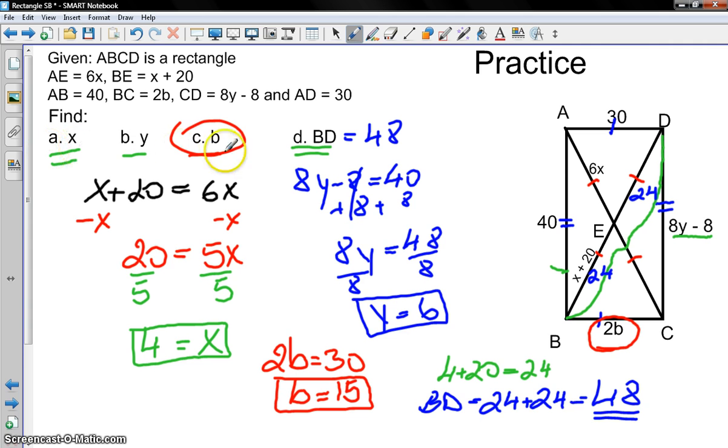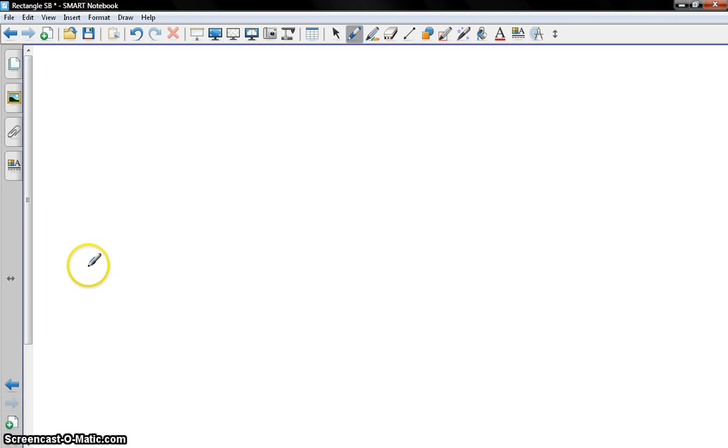I found A, B, C, and D as well. I'm done with the problem. All right, let's move along and find a second problem. Oh, I don't have a second problem.